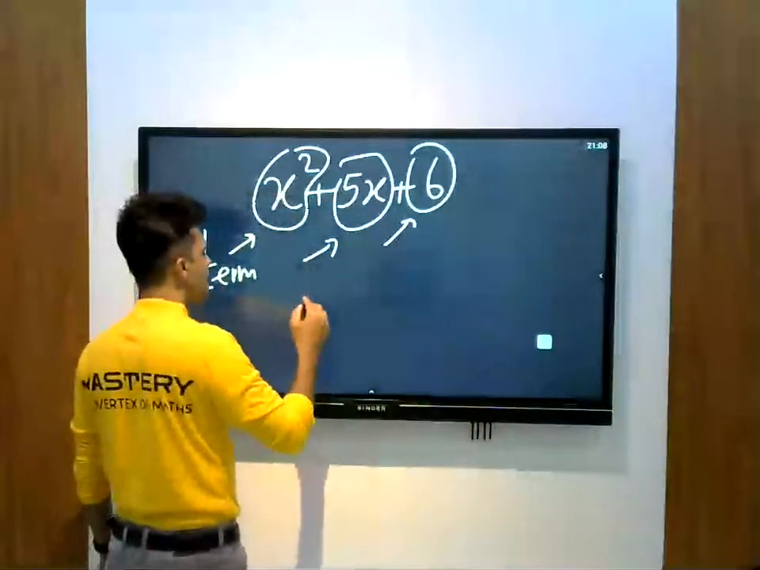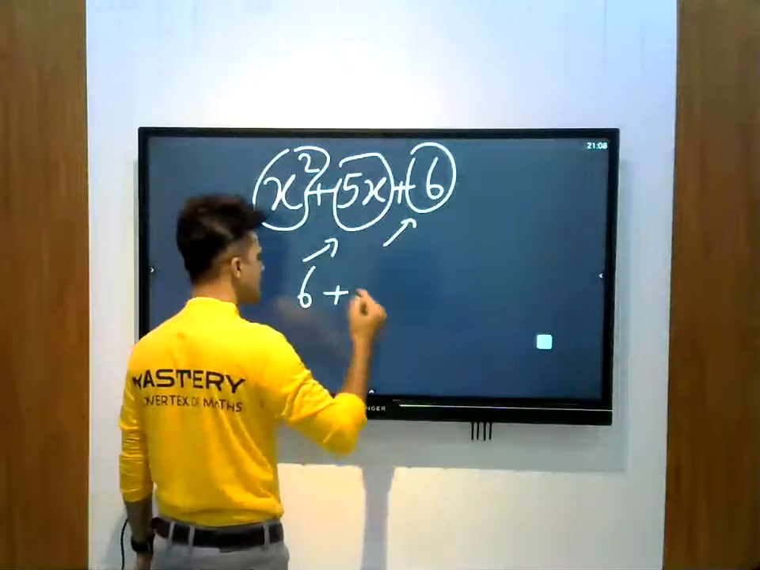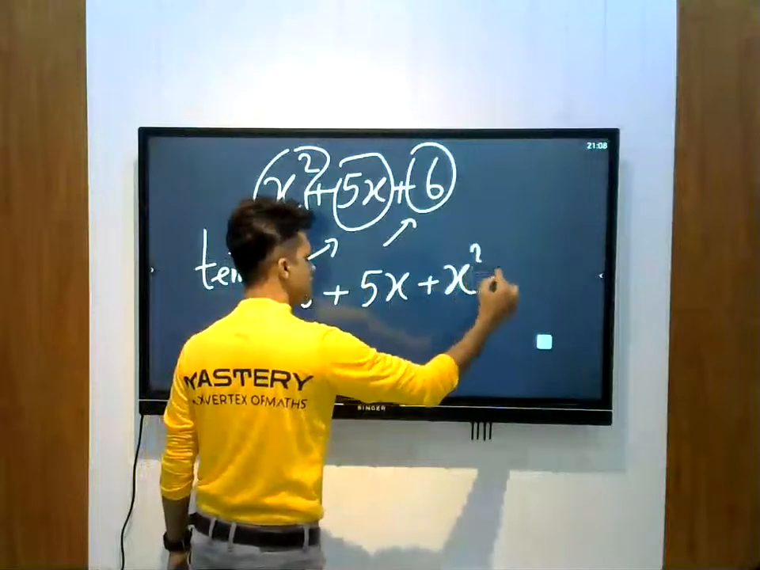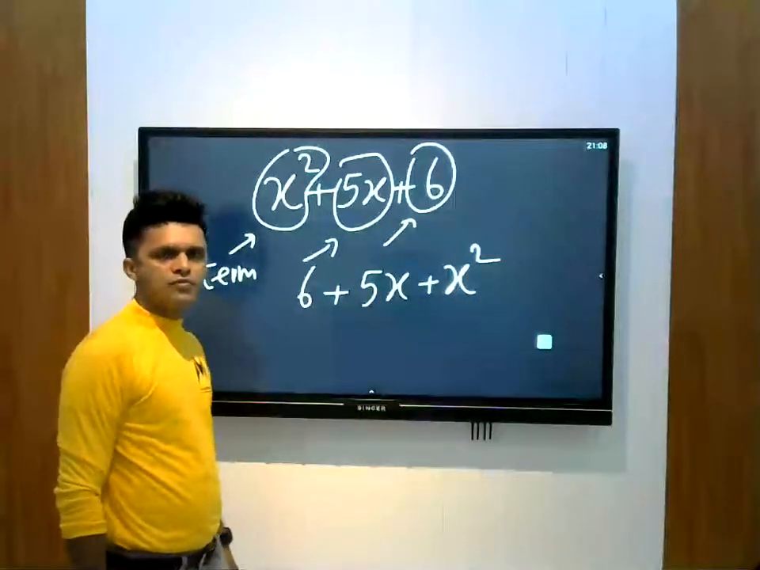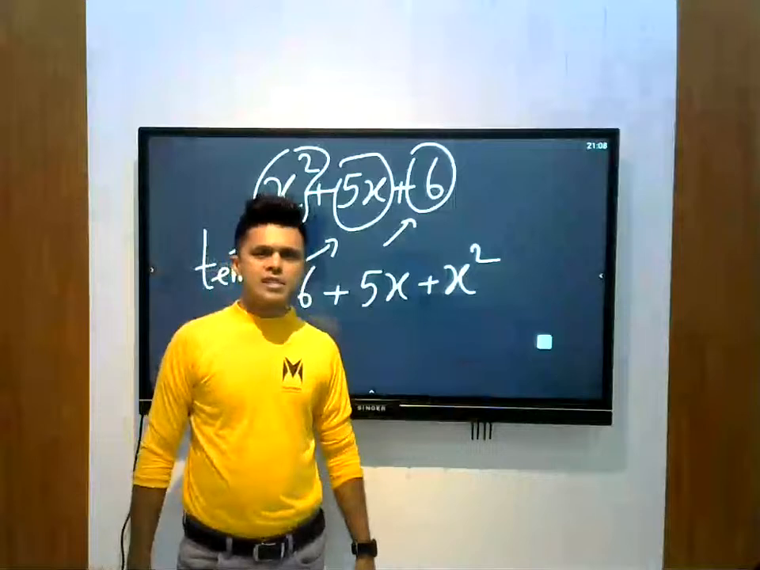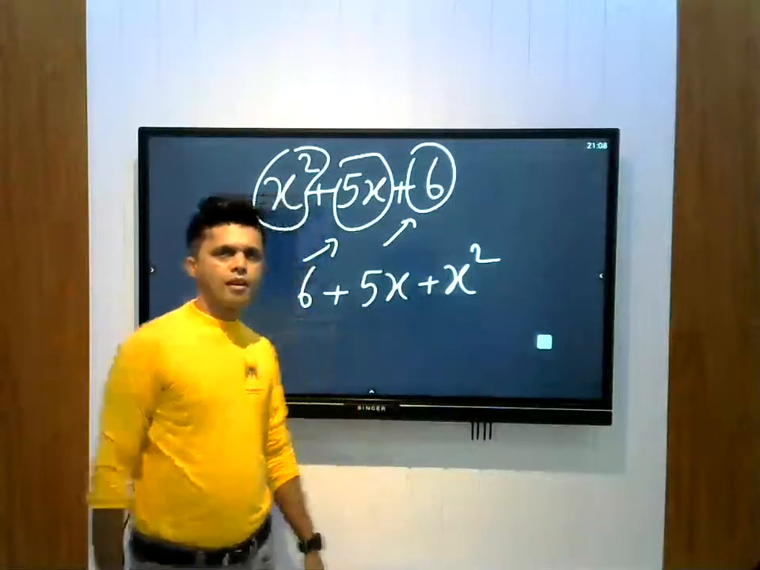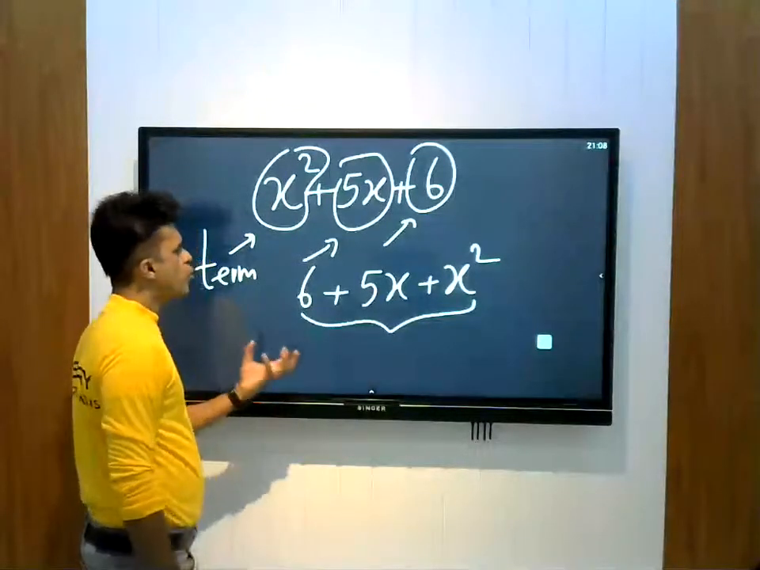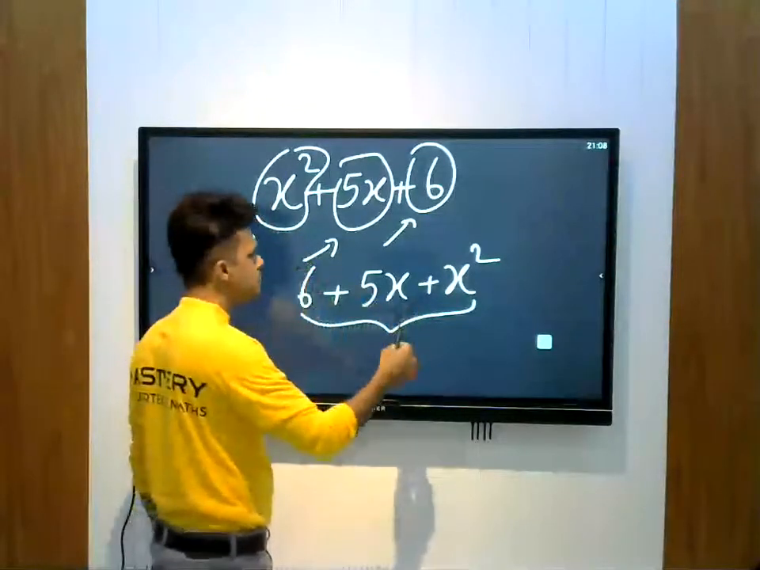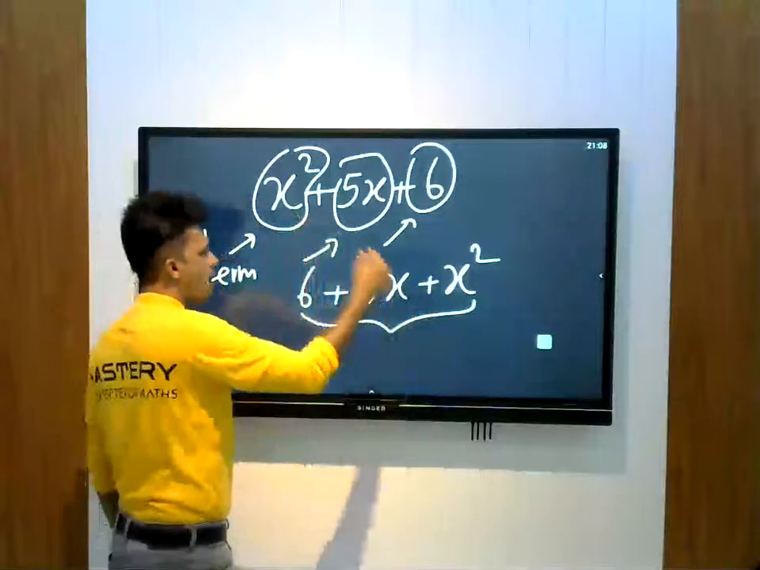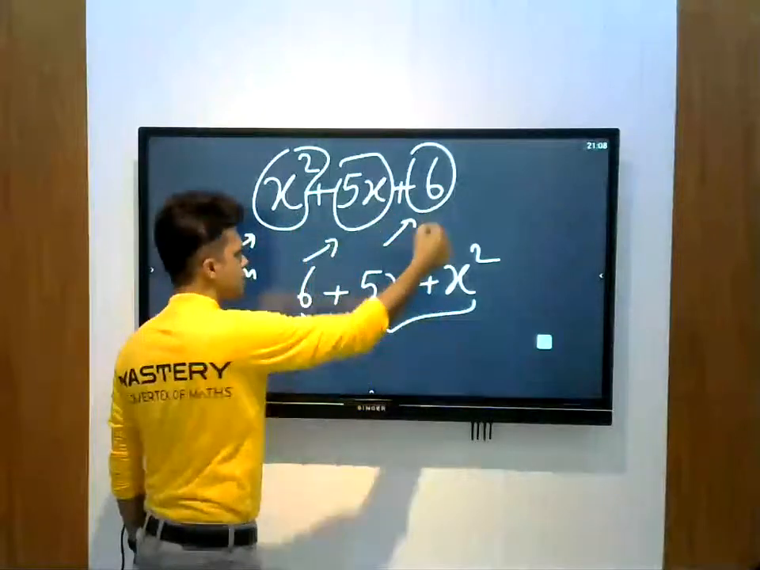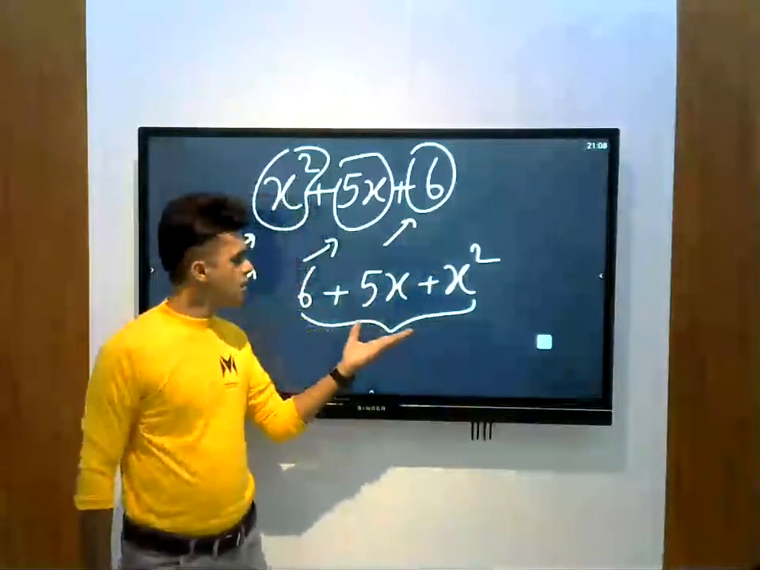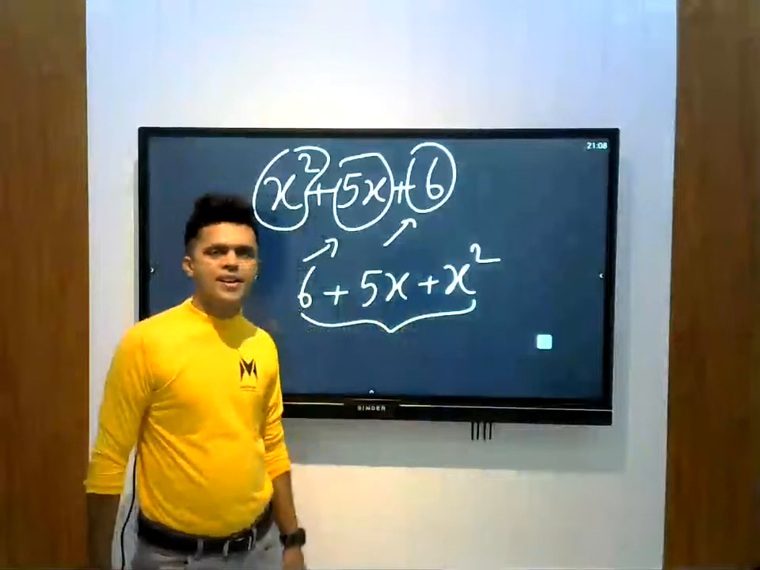Is it able to get an idea about this one? Is this a quadratic expression? Think of this expression. Yes, you could see the same terms can be seen here: x square, 5x, plus 6. The same terms can be seen in this expression as well. Here is a quadratic expression.